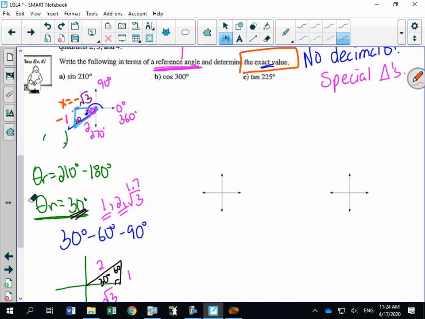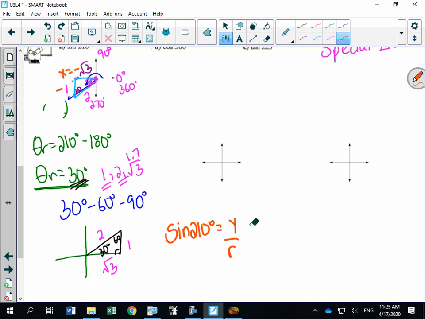Okay, so how we do this is we need to just read this triangle. The sine of 210 degrees is equal to y over r. And we're just going to read the special triangle. So y is negative 1 and r is 2. So the sine of 210 degrees is negative 1 over 2.